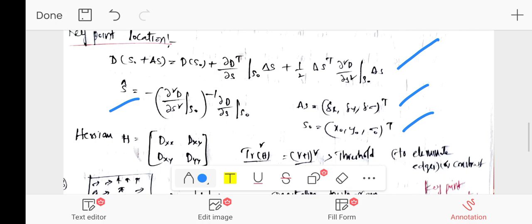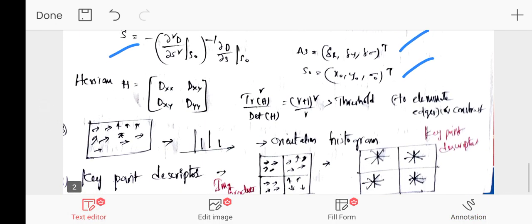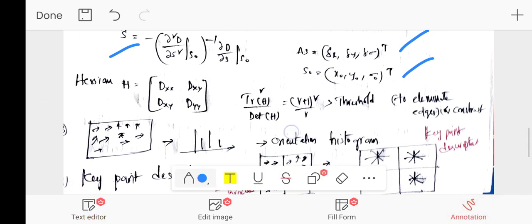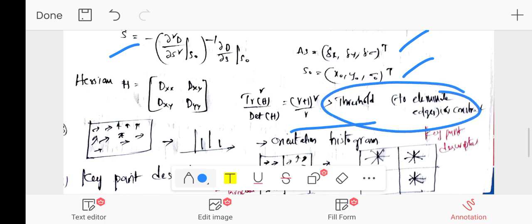Moreover, after key point localization you can eliminate some of the edges. That can be performed by using the Hessian matrix. By taking the Hessian matrix and its trace and determinant values, you can choose a threshold value. Based on the threshold value, you can eliminate the corresponding edges in the other direction also. That is step number 2.